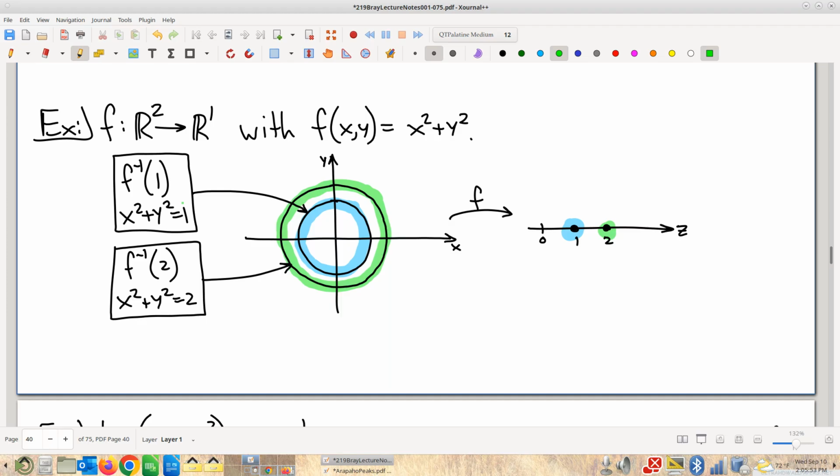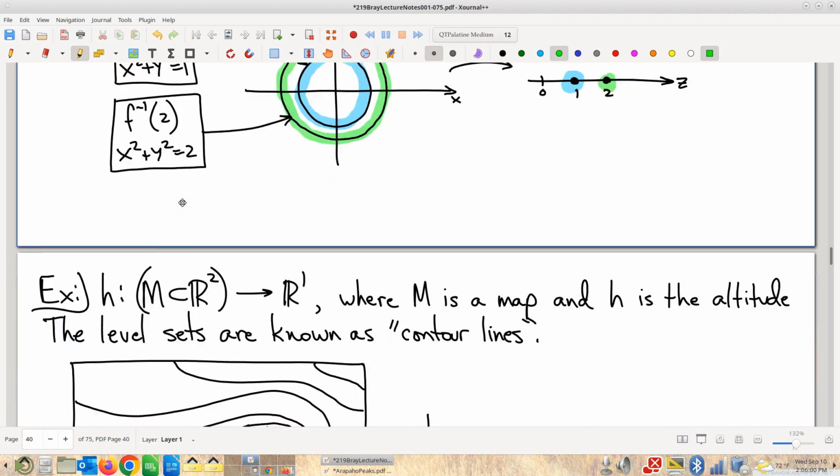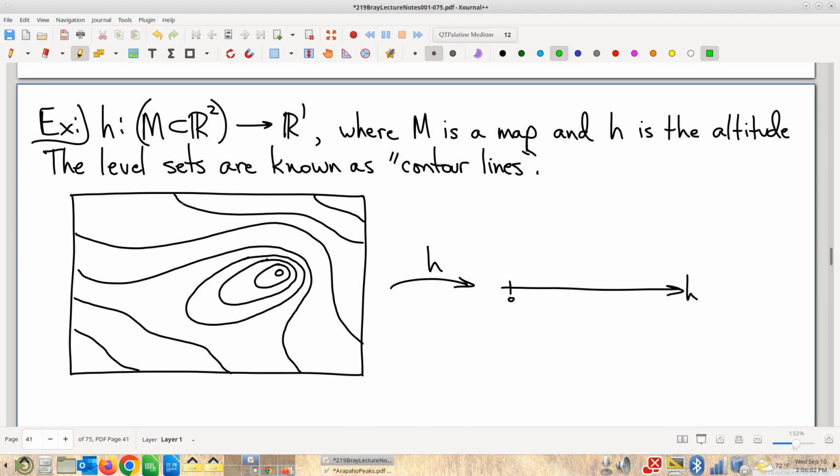All right, so it's just another tool for your toolbox. It's a different way to represent a function. Sometimes it's very, very convenient. Here's an example of how it can be really convenient.